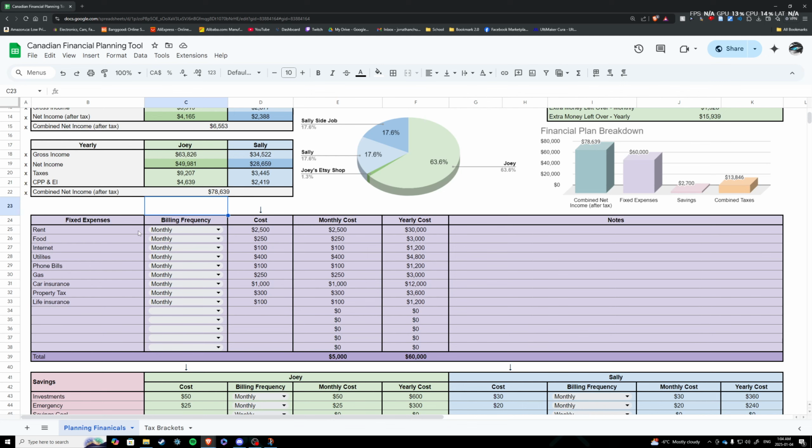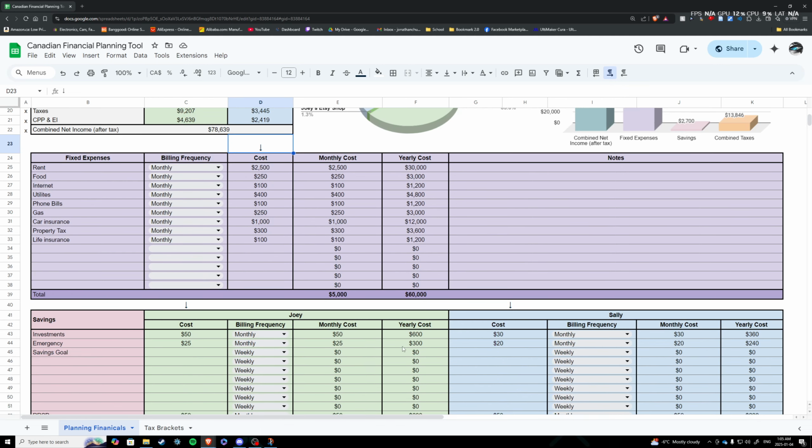Down below, this is where you can put in your fixed expenses, so our rent or food or internet, you get the idea. You can put what those are, so rent $2,500, food $250 monthly, and then you can also change the frequency, so you can have it weekly, bi-weekly, monthly, and then that'll automatically update the values for you. And both these sections show you the monthly and yearly breakdown and the summation of each of these columns. So monthly, you've got to make over $5,000 and over $60,000 annually.